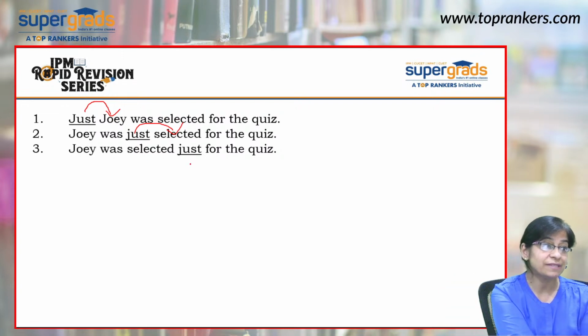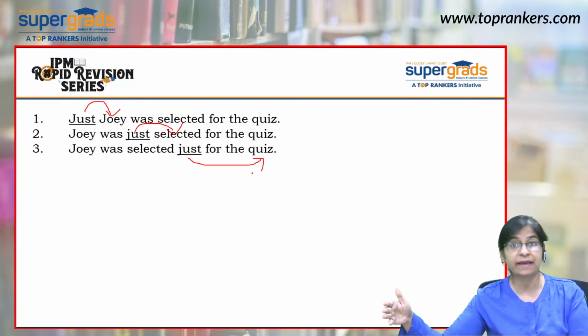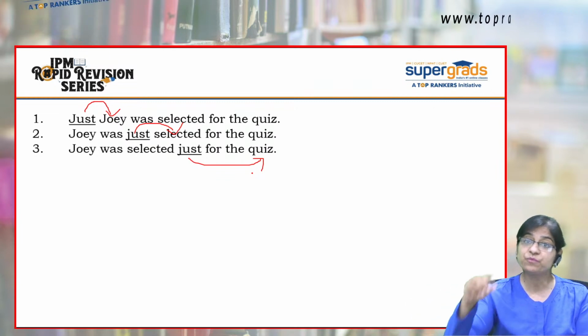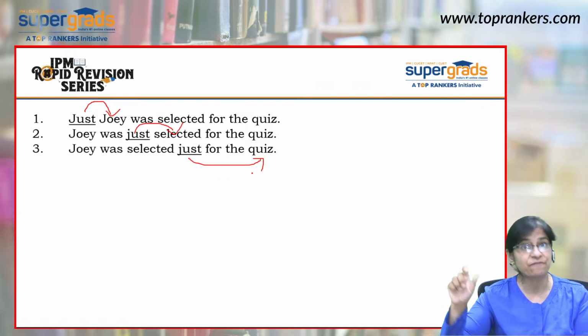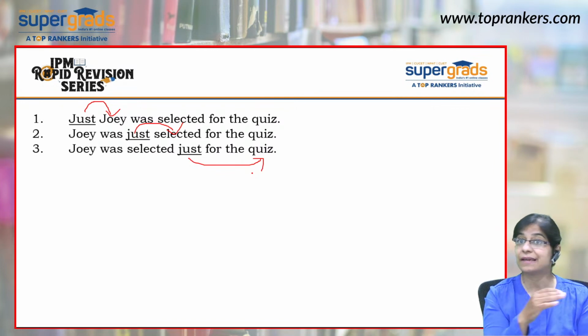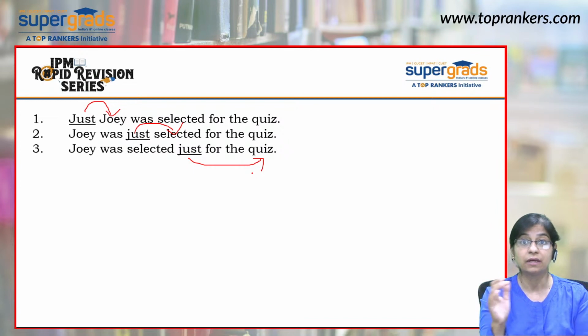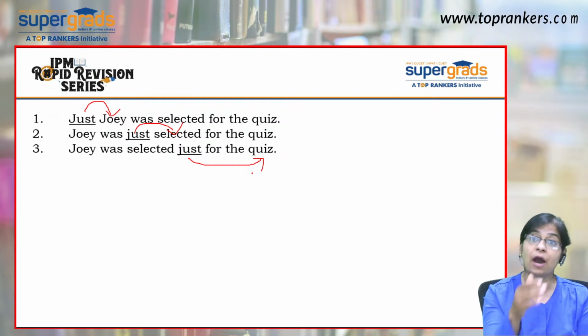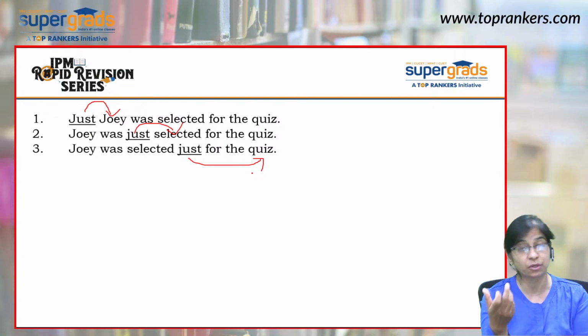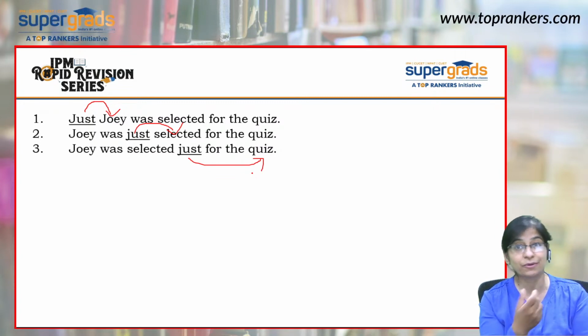Now, Joey was selected just for the quiz. Now, let's see, there were several events that were planned, but out of them, Joey was selected only for the quiz. So, just by placing a word next to the word it modifies, it makes all the difference in the world. How you place your modifiers will have an impact on what information you want to convey to your listener or to your reader.